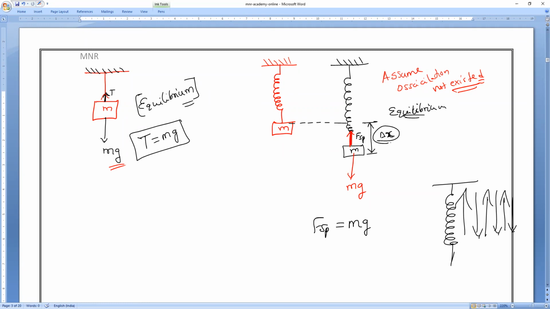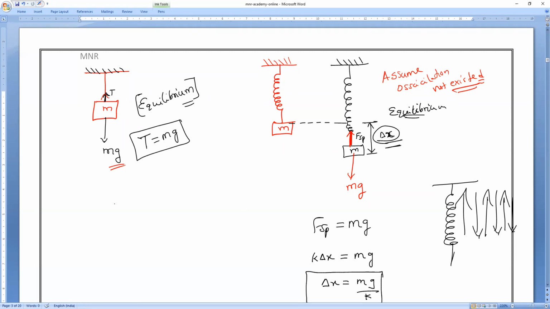Clear? Then I want to find how much it is elongated. So we all know that spring force is equal to K into delta X, which is equal to mg. Then delta X is equal to mg by K. Clear, everybody? So that is how we find the elongation of the spring.